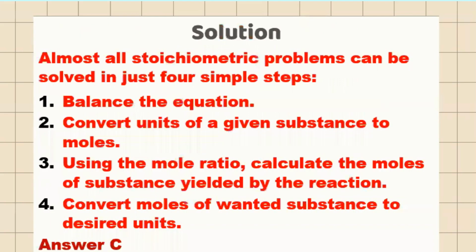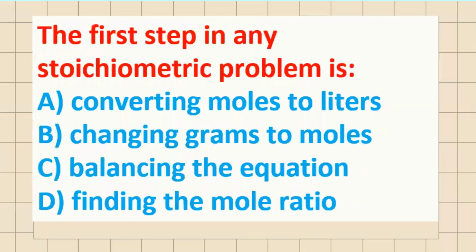Solution. Almost all stoichiometry problems can be solved in just 4 simple steps. The first one is balance the equation. Second, convert units of a given substance to moles. Third, using the mole ratio, calculate the moles of substances yielded by the reaction. Fourth, convert moles of wanted substance to desired units. So the answer must be what?